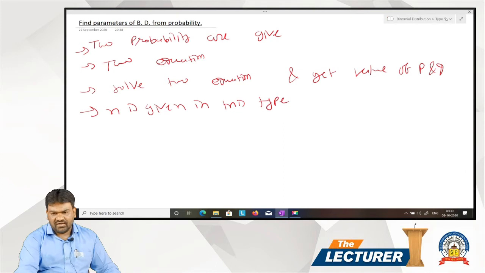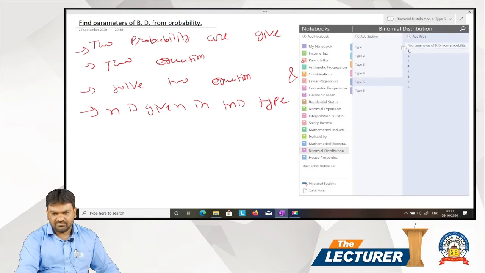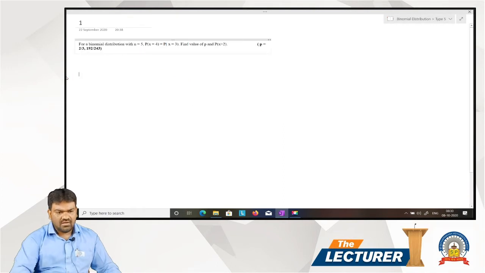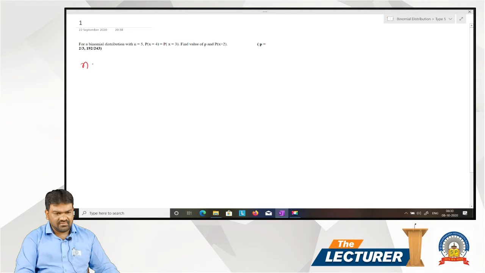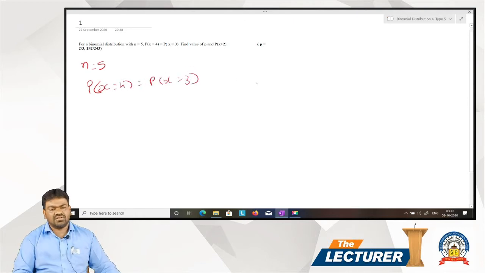Now first example of type 1. For a binomial distribution with n is equal to 5, n is given, n is equal to 5. Here one relation is given, P of x is equal to 4 is equal to P of x is equal to 3. We have to find out the value of P and the value of P of x greater than 2.